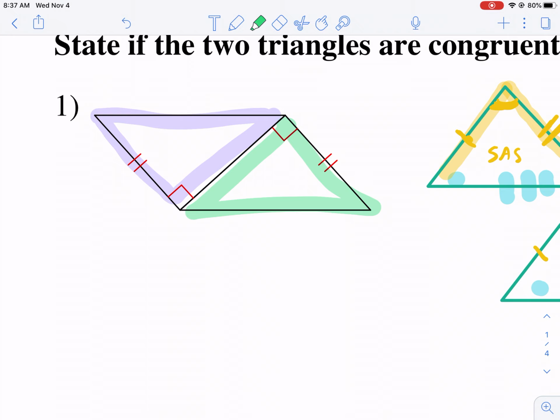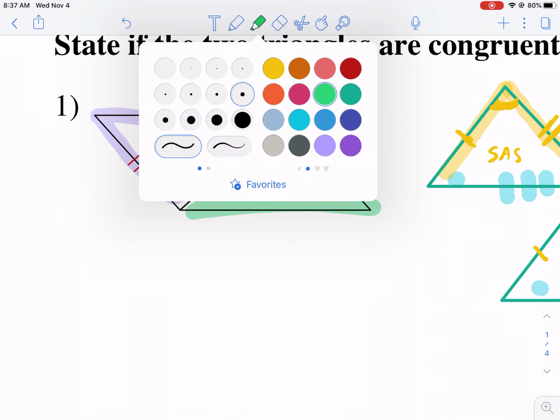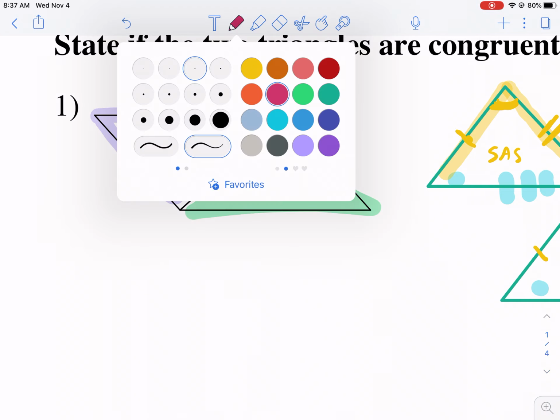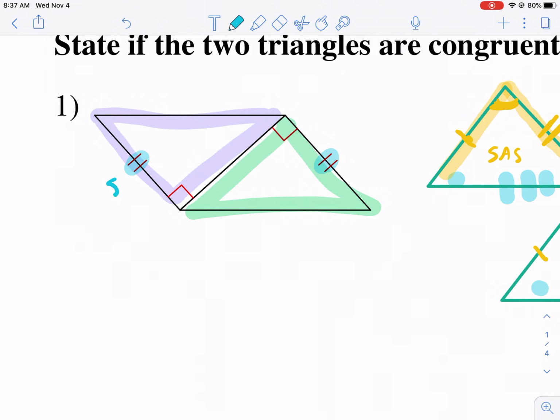All right, now let's highlight what they have in common. So we have here a side. Anytime you see those two lines, that means we have a congruent side, so we are going to label it S. I'm going to label it on both. Okay, we're going to look for something else that they have in common. Here we have an angle, and those two angles are the same. They're both 90 degrees, so we're going to say A. We're going to mark that A.